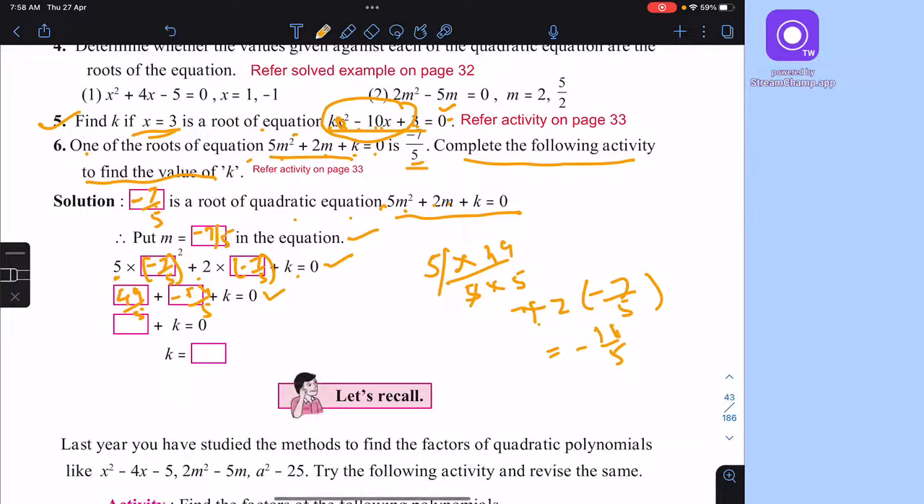Now these two are like terms. 49 upon 5 is plus and 14 upon 5 is negative. The denominator is 5, that is common, and 49 minus 14. 9 minus 4 is 5. 4 minus 1 is 3. 35 upon 5. You can write here 35 upon 5, or you can write 7. Therefore 7 plus k is equal to 0, and therefore k is equal to minus 7. If this 7 is transposed to right hand side, that becomes negative.